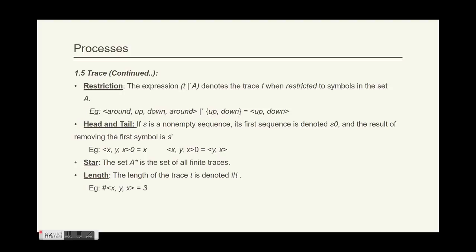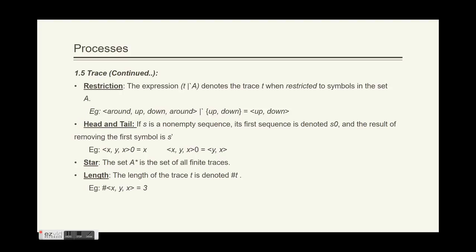The next operation we have is head and tail. This is nothing but complementary event traces. If s is a non-empty sequence, its first symbol is denoted as s0, and the result of removing the first symbol is s'. So for example, here we have <x, y, x>. The head s0 is equal to x, and the tail s' is equal to <y, x>.